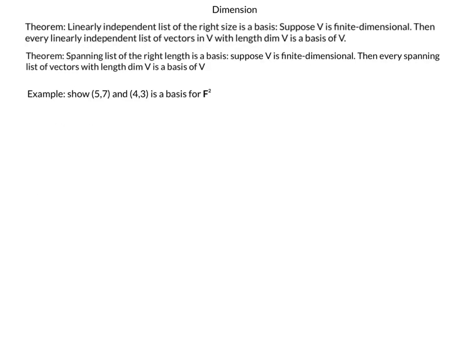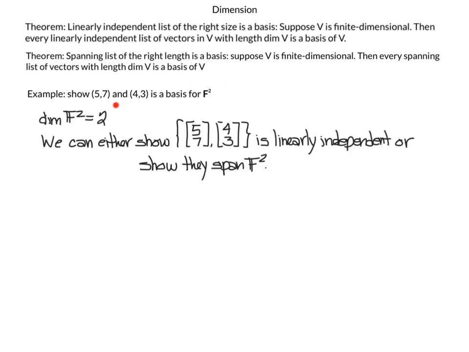Our first example is to show the vectors (5, 7) and (4, 3) is a basis for F2. And the first thing to note is the dimension of F2 is equal to 2. And that's because we can always use the standard basis, that is (0, 1) and (1, 0) is a basis for F2.